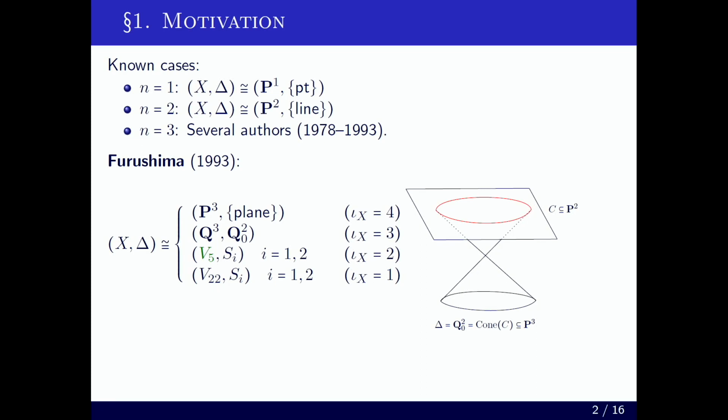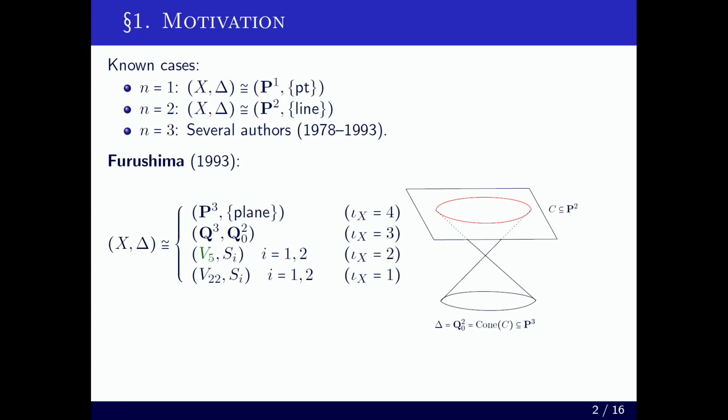And there are two interesting examples in dimension 3, V5 and V22. Actually, this is interesting because you have two different boundaries, surfaces in this case. One of these surfaces is normal, and the other one is non-normal. So there are actually two different compactifications of the affine space. This V5 is in green because this will be important for the talk.